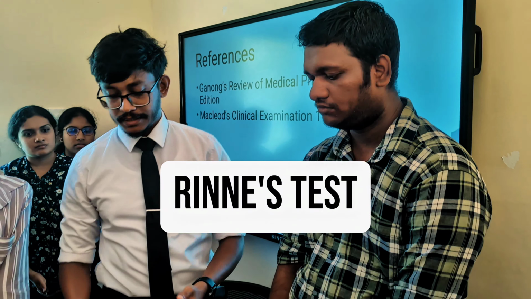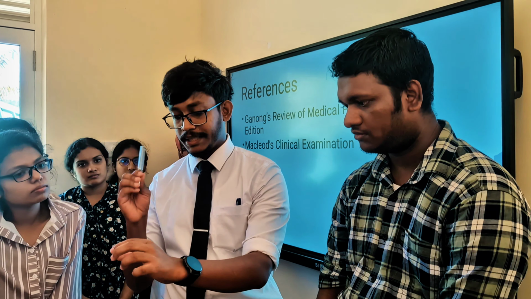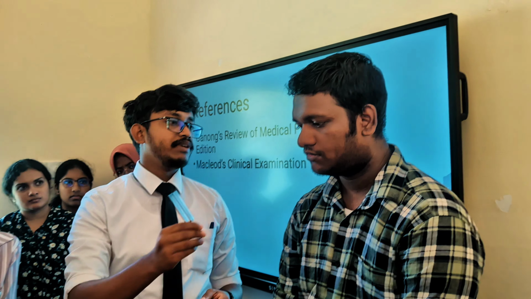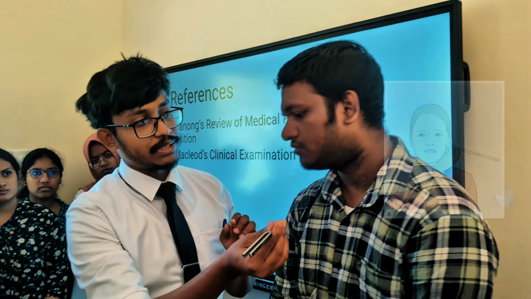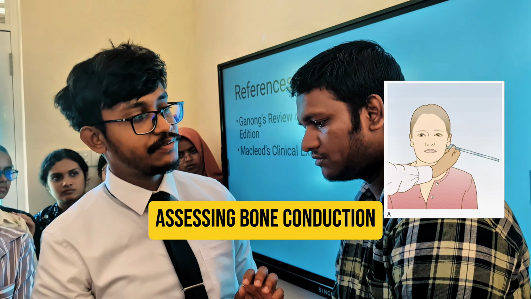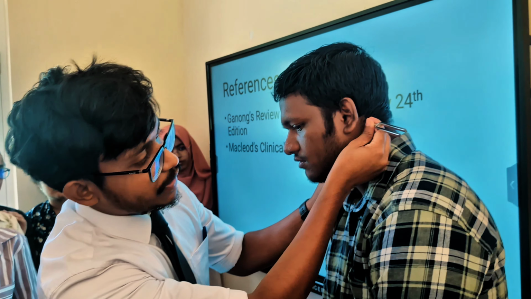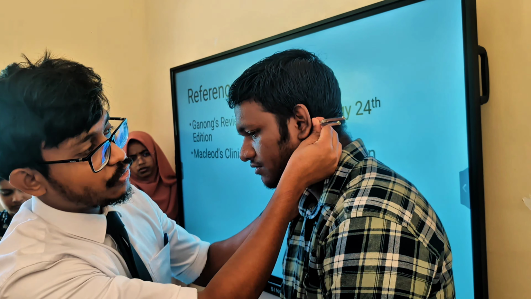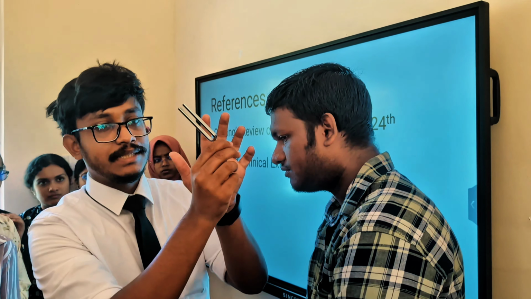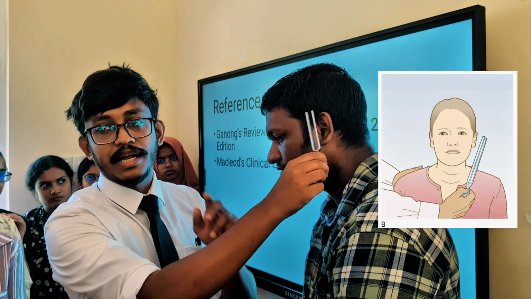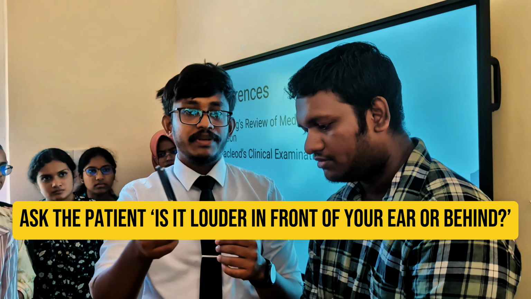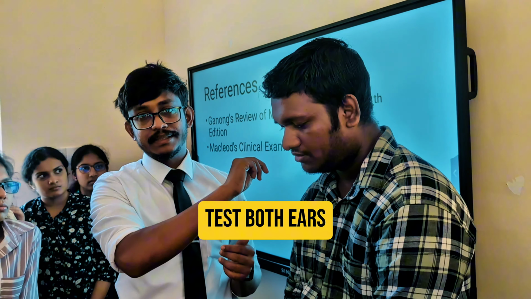In the Rinne's test, I'm hitting the fork again and getting it to vibrate, and we place it first on the mastoid process. So this is the mastoid process. We are doing this to assess the bone conduction first. After hitting, we keep the tuning fork like this, assessing the bone conduction. Then we place the tuning fork near the ear. Now we are testing for the air conduction. Clear? As I mentioned, we have to check both ears.